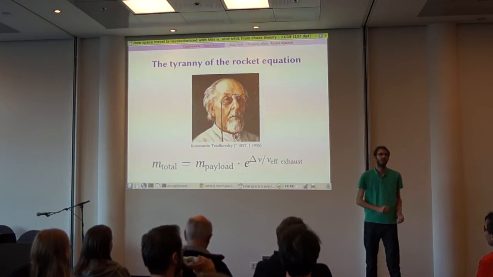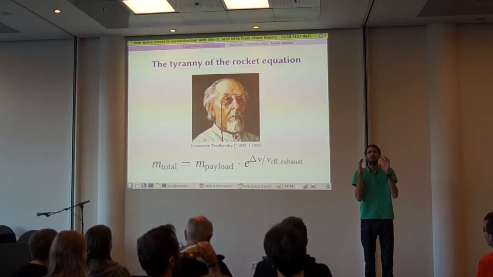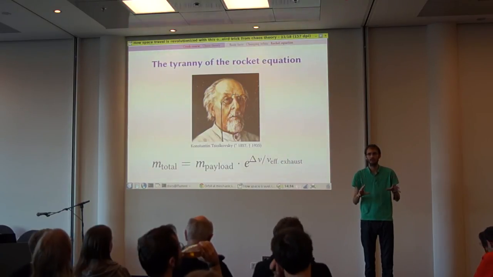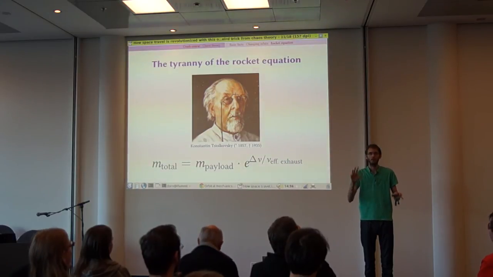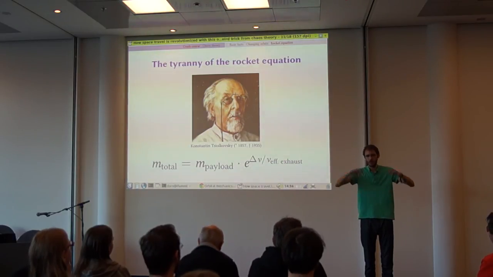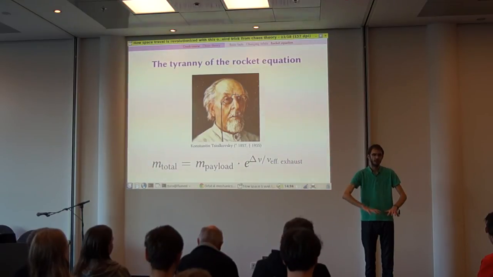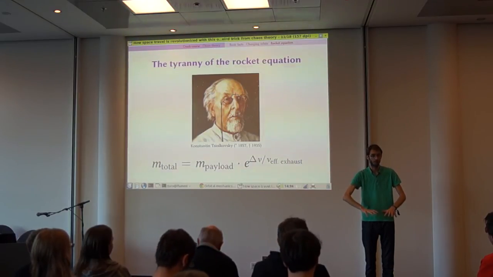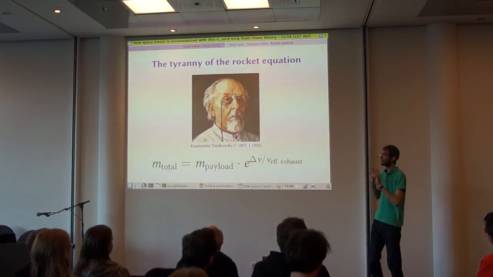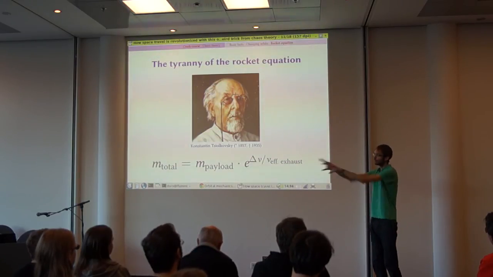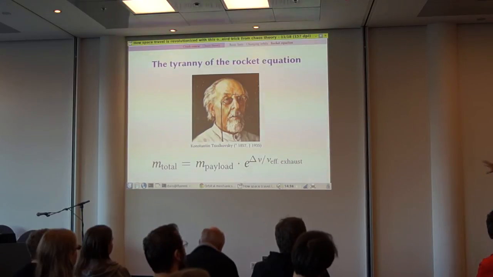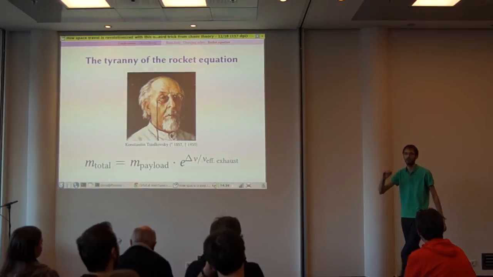Right. So, how do you change velocities in space? The cool new thing is to do ion drives and so on, but the conventional way of doing this is to exhaust gas in the direction where you do not want to go. You put gas in this direction, and then by the law of conservation of impulse, you will be traveling that way. This is how you change your velocity, how you accelerate and brake in space.